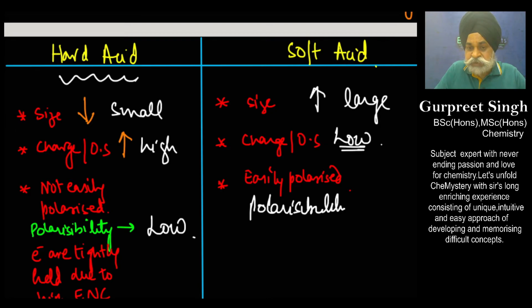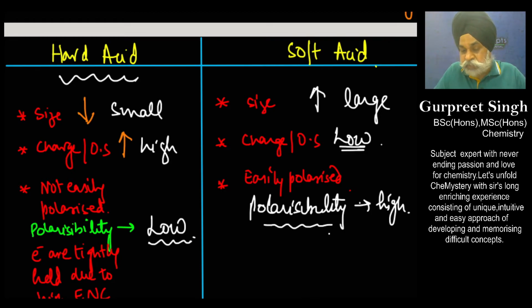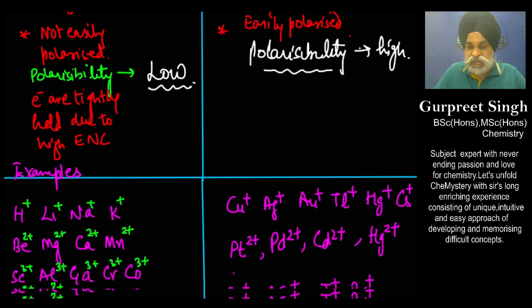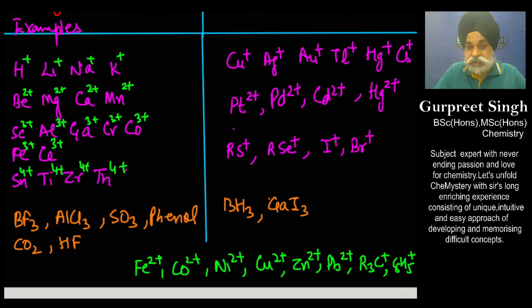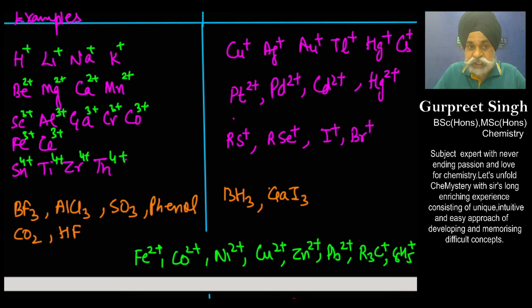And when the polarizability of a given species, as a cation or neutral molecule, is high, because the valence electrons are not strongly held by the nucleus, we will say it is easily polarizable. Here the polarizability is low, here it is high. So that particular type of acid would be called a soft acid. Here I am placing some examples, and you should not get disturbed by so many examples. I will tell you which examples you should focus on.